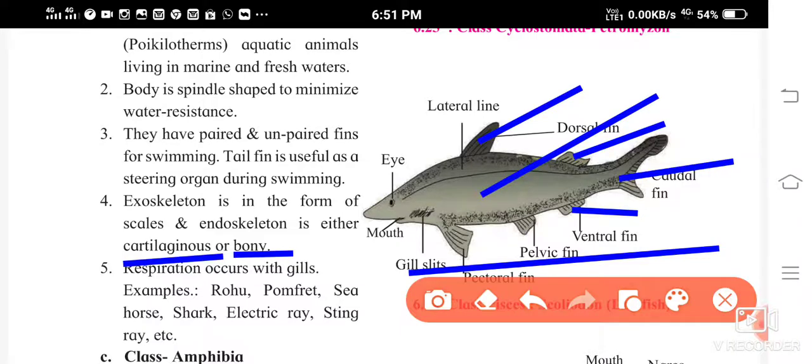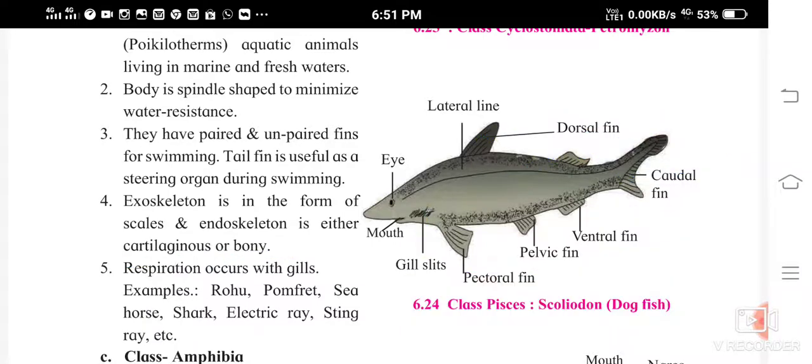Then respiration occurs with gills. So how does the respiration take place? It occurs with the help of gills. You can see the gill slits here, right? Yes. So the respiration occurs with the help of gills. Examples are rohu, pomfret, seahorse, shark, electric ray and sting ray, etc.